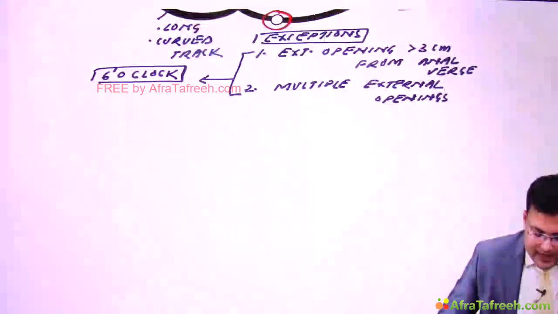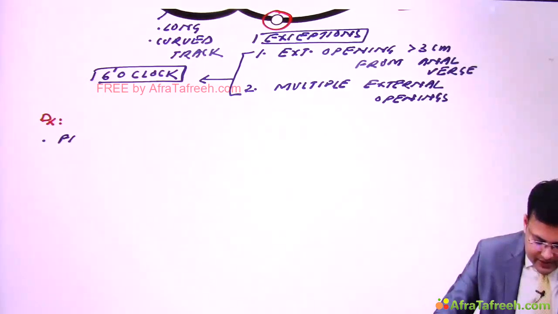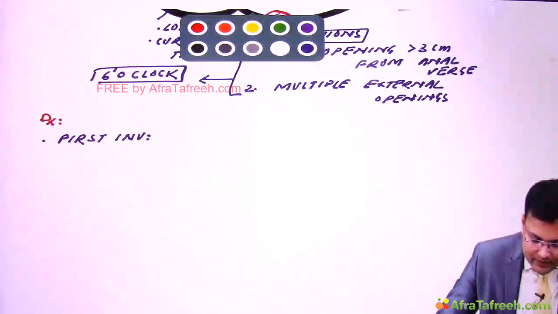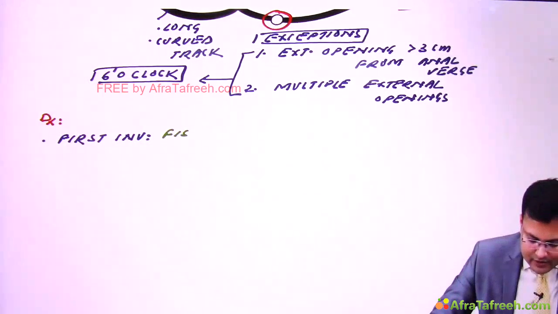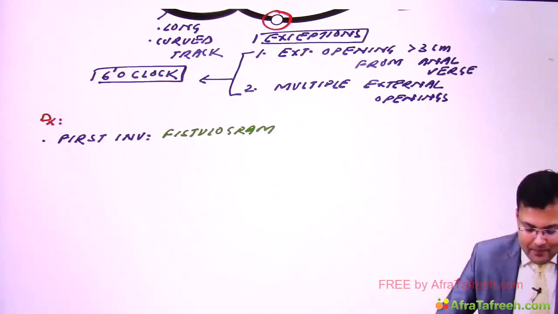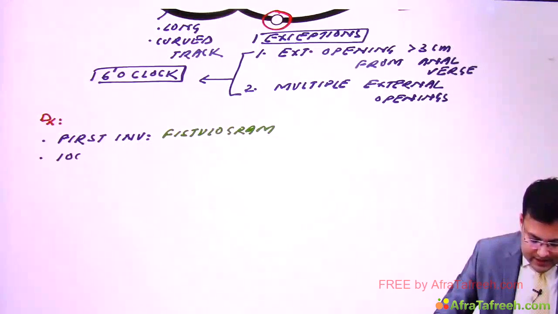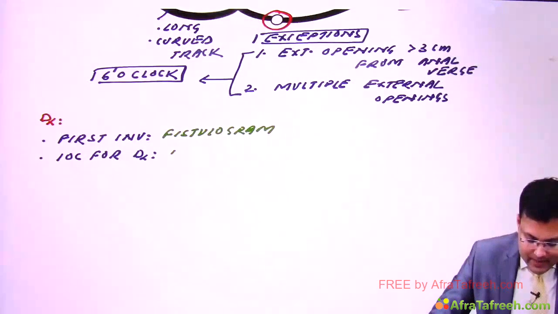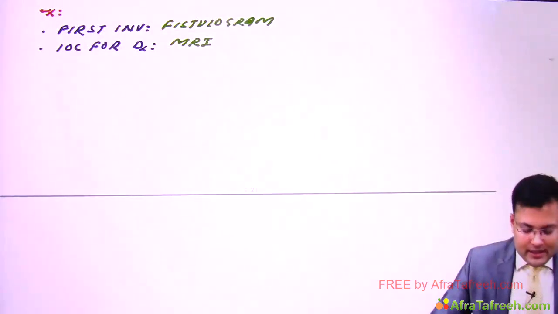So how we are going to make the diagnosis? First investigation done in fistula in ano, and that's fistulogram. Fistula in ano, inject the dye, take X-ray, fistulogram. And what is the investigation of choice for diagnosis? Here it's the MRI. Now see how we are going to manage these patients.